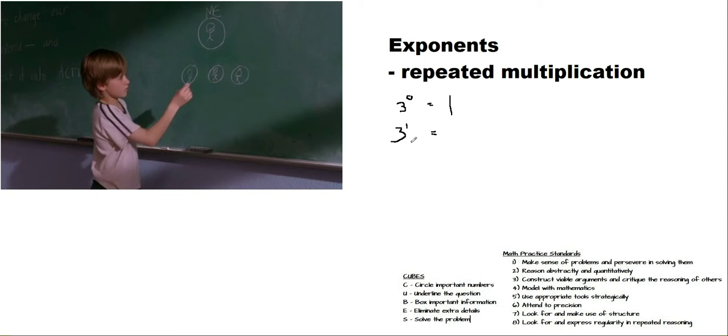times 3 one time. And then those three people are going to have three people, so that's 1 times 3 twice. And then those three people will help three people, and so on. So 3 to the third power is 1 times 3 three times.